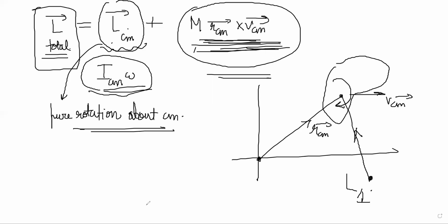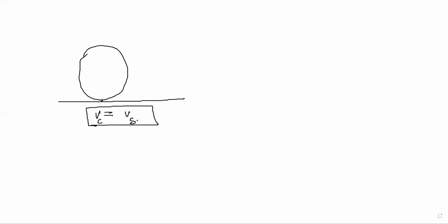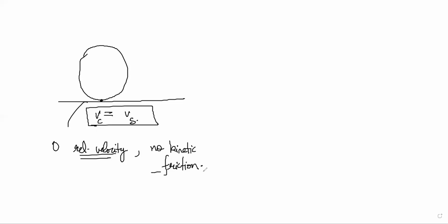And then the last section in the chapter is why does a rolling sphere slow down? Ideally the rolling sphere should not slow down, because in pure rolling the velocity of the point of contact is equal to the velocity of the surface. So there is zero relative velocity at this point, and if there is zero relative velocity, then there is no kinetic friction. So why will it slow down ever?